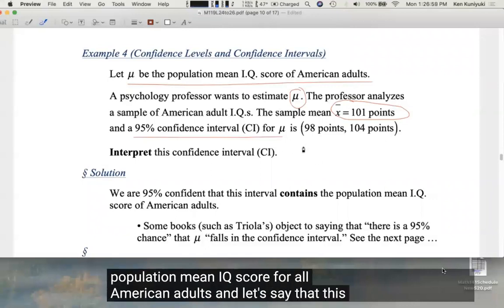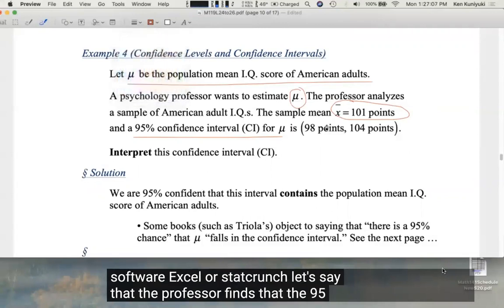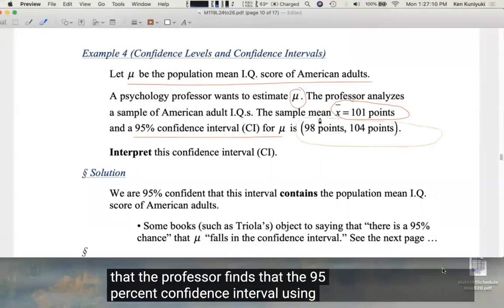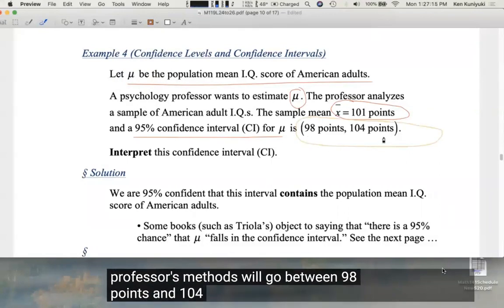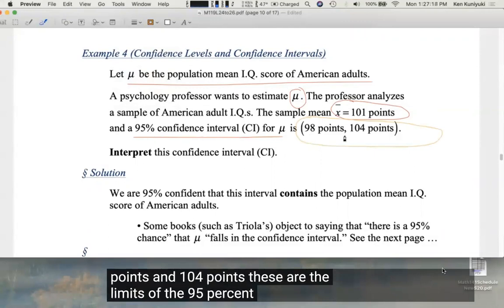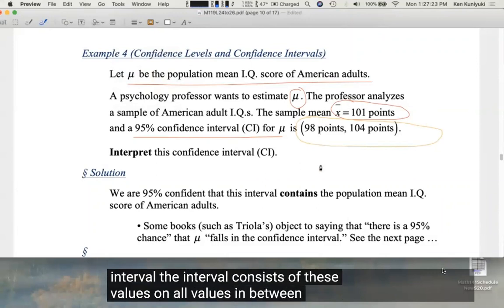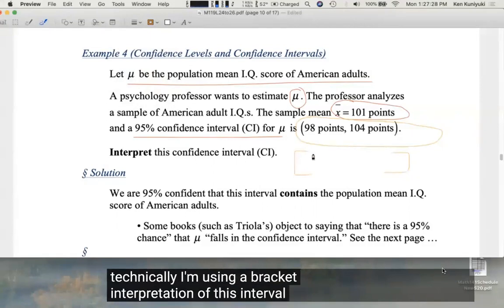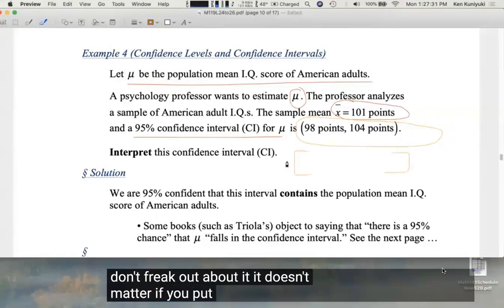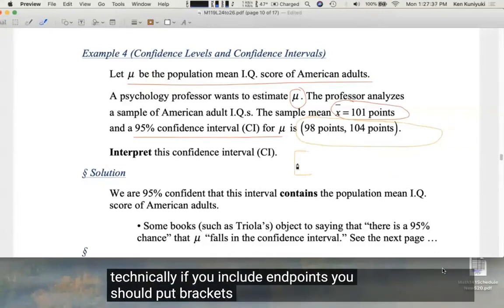And let's say that this professor, maybe with the help of software, Excel or StatCrunch, finds that the 95% confidence interval using the professor's methods will go between 98 points and 104 points. These are the limits of the 95% confidence interval. The interval consists of these values and all values in between. Technically, I'm using a bracket interpretation of this interval, but don't freak out about it. It doesn't matter if you put brackets or parentheses in this class. Okay, technically, if you include endpoints, you should put brackets.